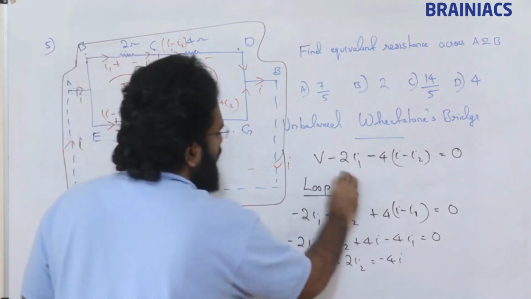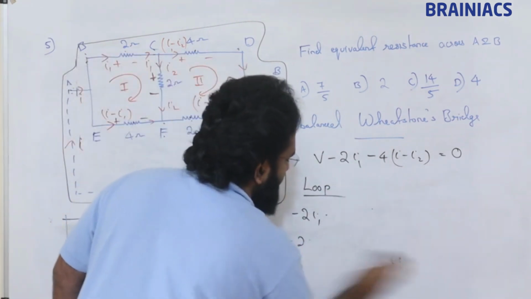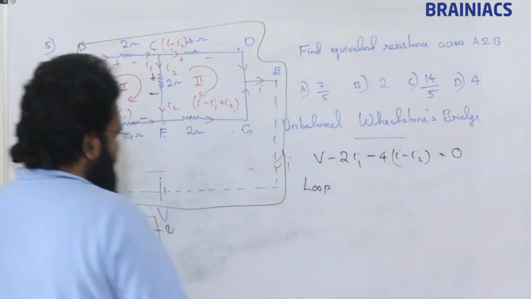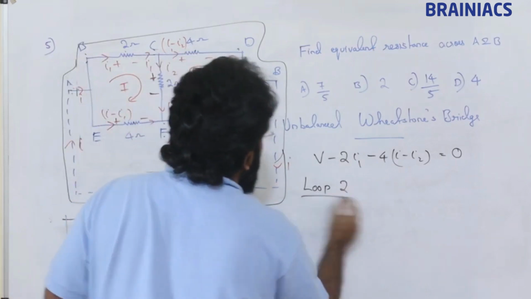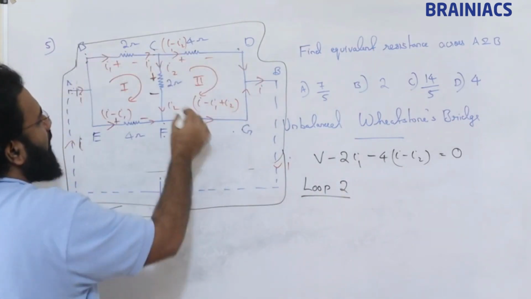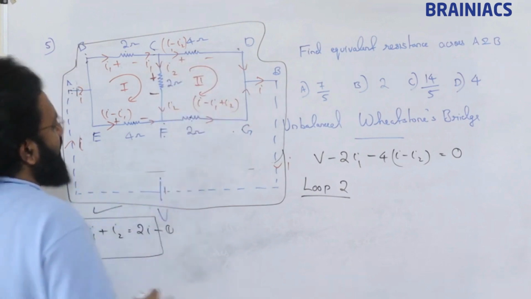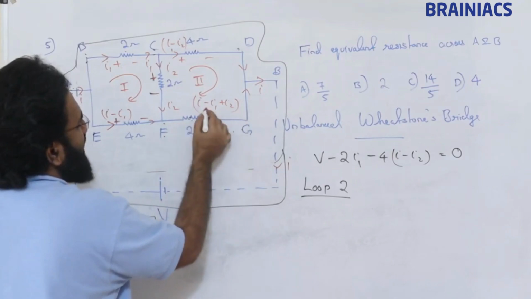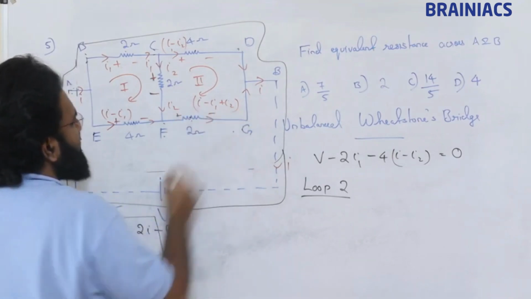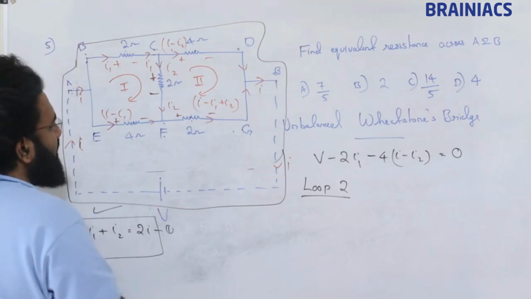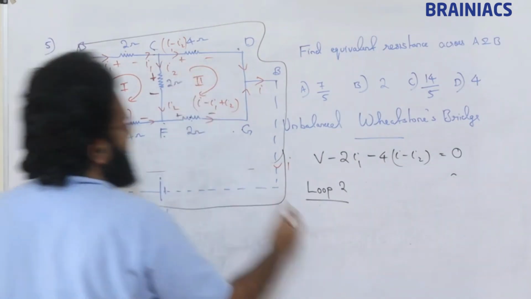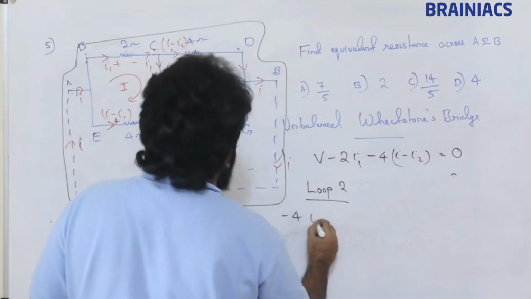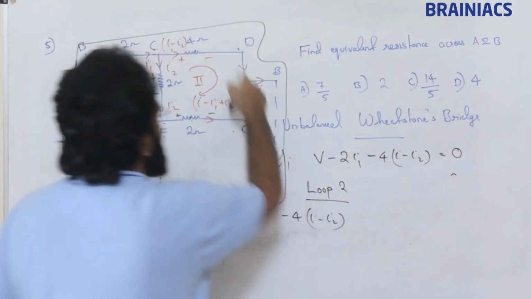Now I am going to take loop 2. Loop 2, I will take clockwise. Current directions, everything is marked. Only this current direction we need to mark. Current is in this direction, I minus I1 plus I2, so plus minus. Remaining everything is clear. Right. So here plus minus, so minus 4 into I minus I2.